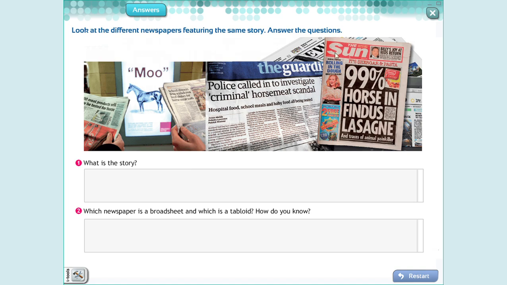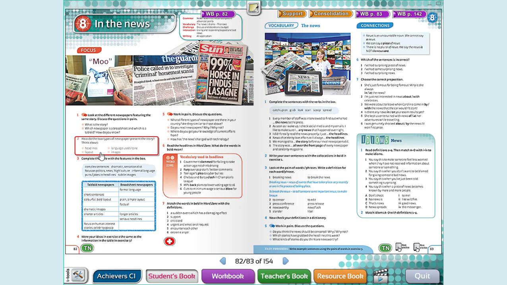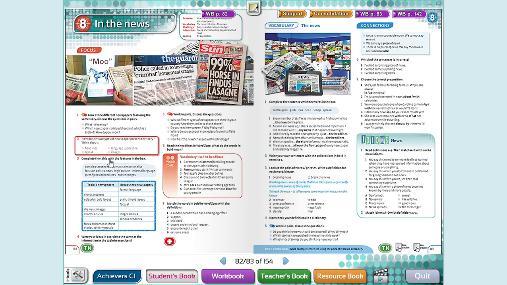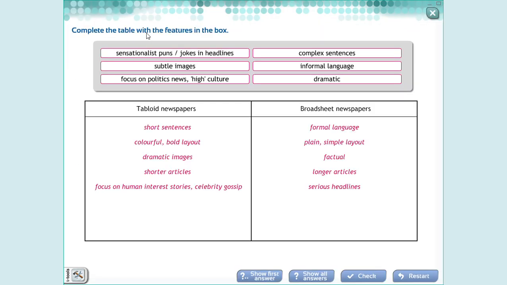As you can see, there are different formats between this. For example, you can see this little newspaper, which is a tabloid. And we have these others that are the common newspapers we know. So you are allowed here to give your answer and to explain a little bit further about the difference. And after doing this, you can continue with this other exercise, number 3. It says, complete the table with the features in the box. So here we have the characteristics or the features of tabloid newspapers and broadsheet newspapers.